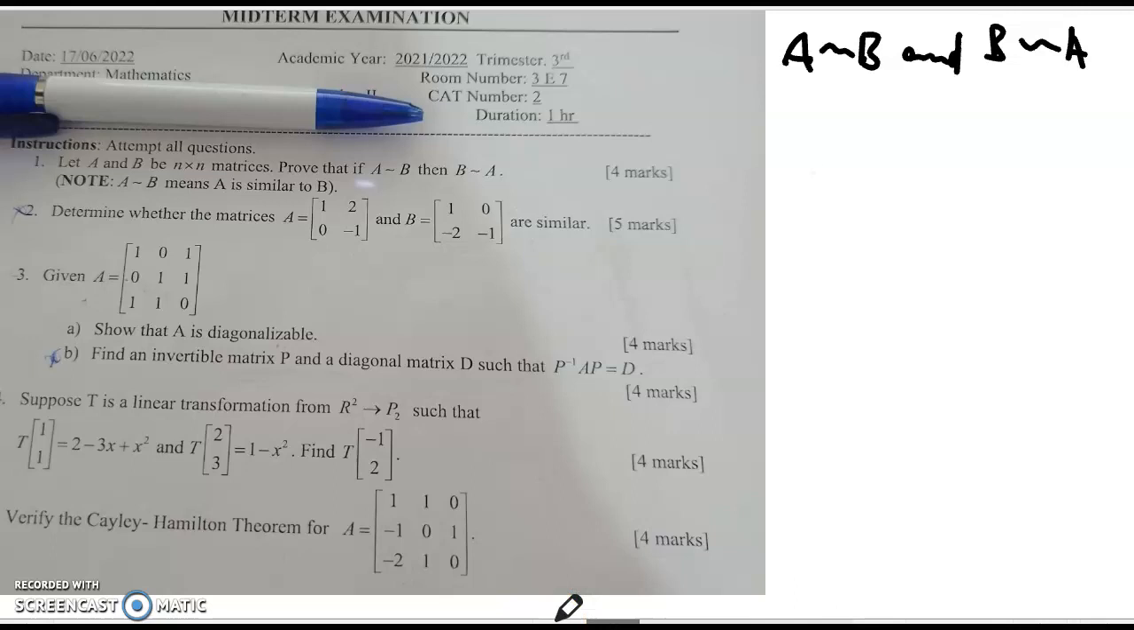If we are proving this, then it means that A is similar to B. This implies that there exists, this sign means there exists, a P such that P inverse A P is equal to B, because we are simply showing that A is similar to B.